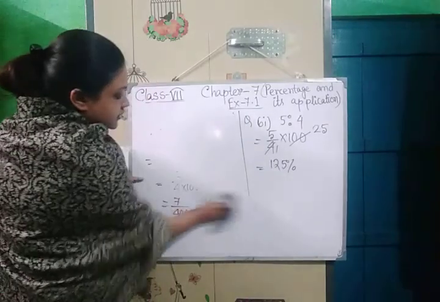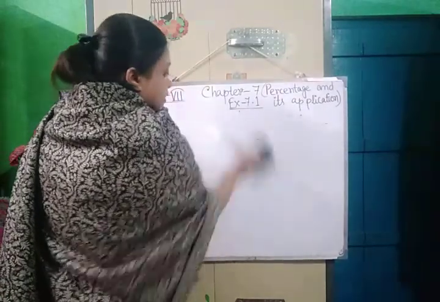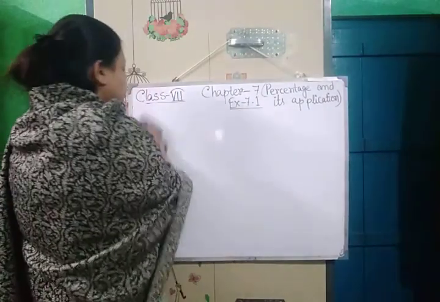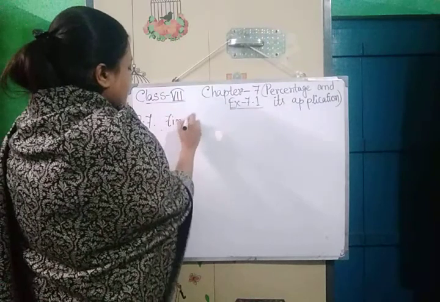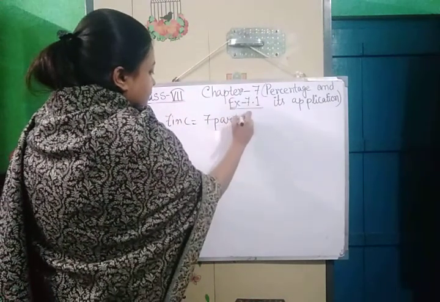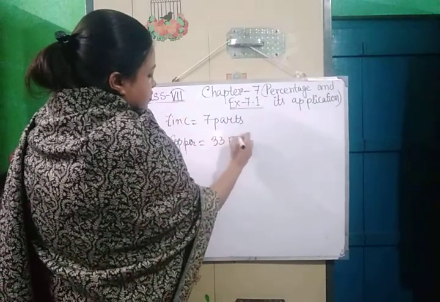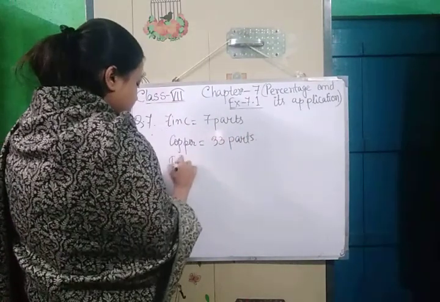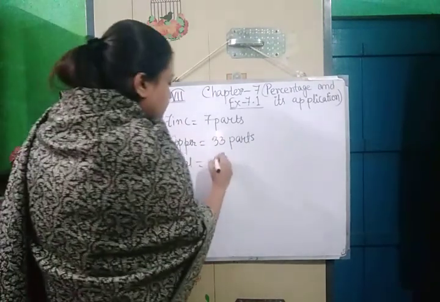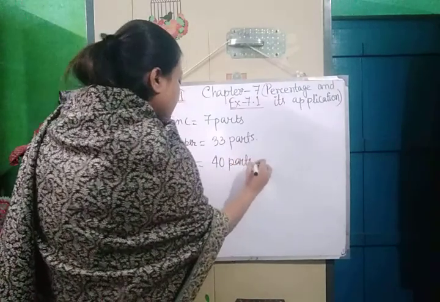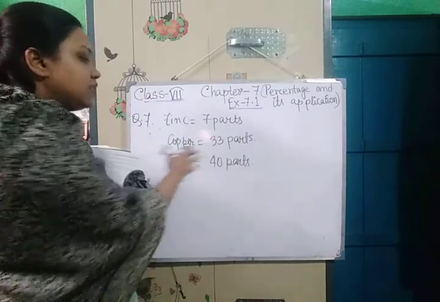First we will find out the fraction, means the part of copper in the alloy. The fraction of copper in the alloy, or the part of copper in the alloy. So zinc 7 parts and copper 33 parts. So total, what is the total part? 33 plus 7, total 40 parts. I hope you understood. Means zinc is 7 parts and copper is 33 parts. So total 40 parts we are getting.